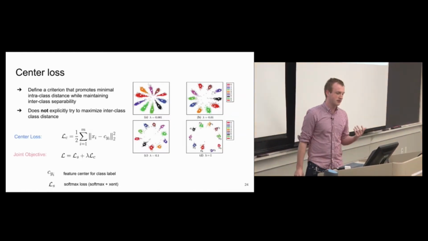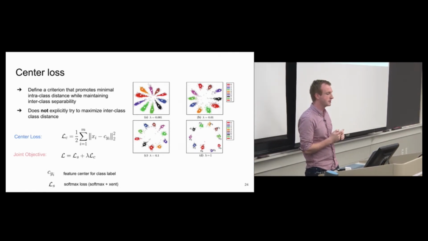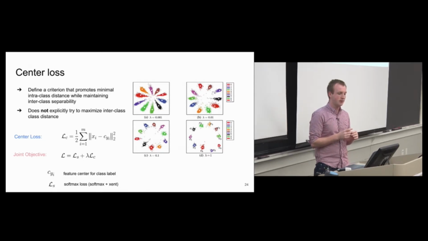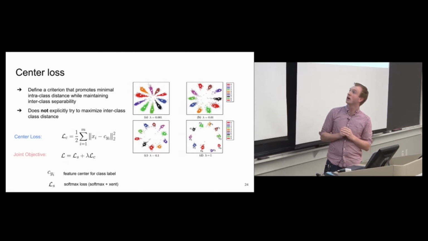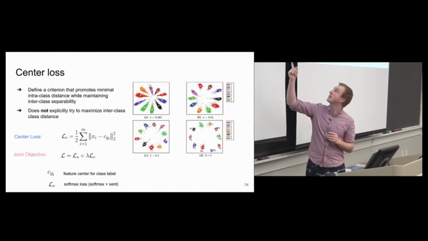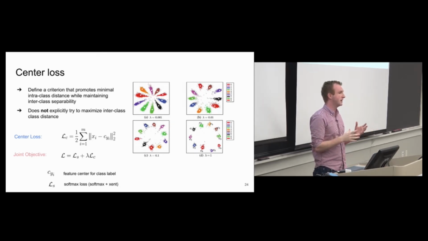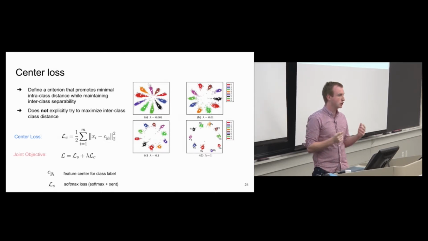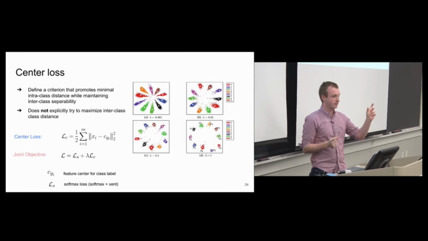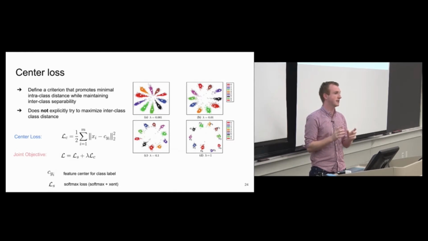All right, center loss. So what if we define a criterion that promotes minimal intraclass distance, but at the same time maintains interclass separability, though we're not necessarily going to explicitly promote that. So what we do is for each class, I believe this is MNIST. Yeah, this is MNIST here. For each class, go through all the examples, find a class center at every iteration, and then try to pull the embedding, this is the xi here, the feature vector, towards that class center.